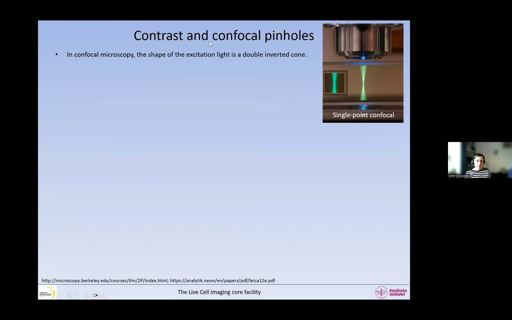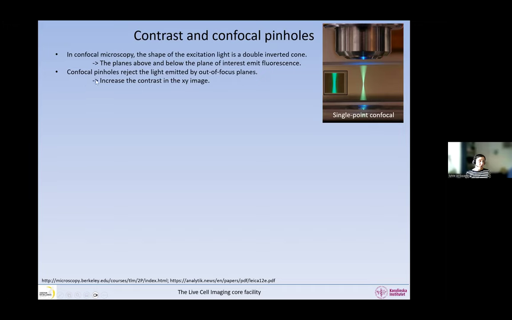So what about pinholes in confocals? So single point confocals and multi-point confocals have pinholes. I remind you that in confocal microscopy, the shape of the excitation is an inverted double cone with the highest focal point. The place where the excitation light is most concentrated is at the focal plane. But we also excite above and below the plane. And therefore, we also bleach. And these fluorophores above and below emit light. And we throw that away. We throw the other emitted light away using the pinholes.